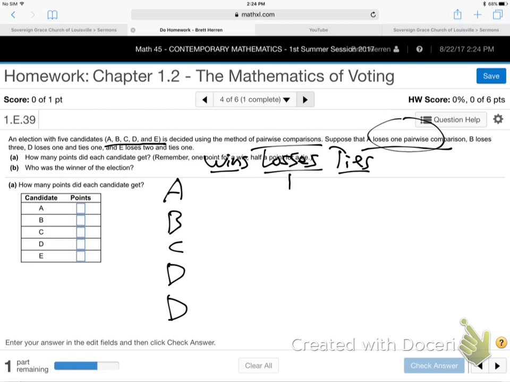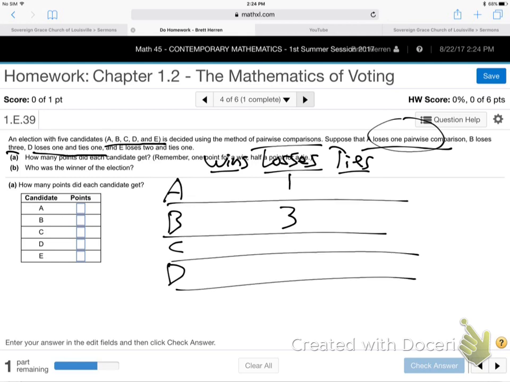So A loses 1. B loses 3. D loses 1, ties 1. Well, why did I write D twice? D loses 1. Keep this like this. D, what did D do? Lose 1, tie 1. E loses 2, ties 1. Oh, there's an E. E loses 2, ties 1. All right, I wrote in stuff there. We good so far? Now, I'm going to fill in no ties here because they didn't tell me those tied.